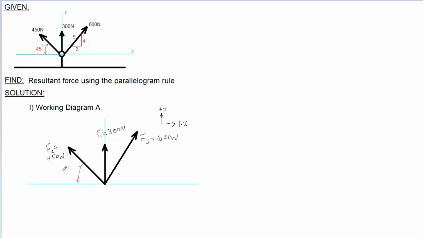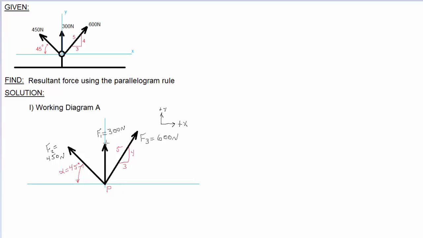I'm going to call this angle alpha equals 45 degrees. F3 is acting on a 3, 4, 5 triangle. And the last thing I want to do is label this point down here. That's point P, where all three forces are originating.